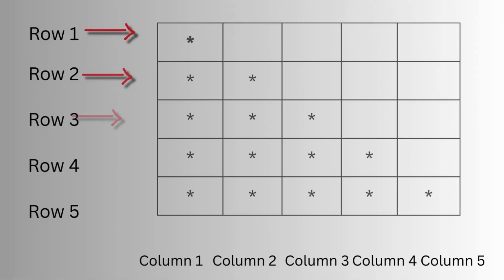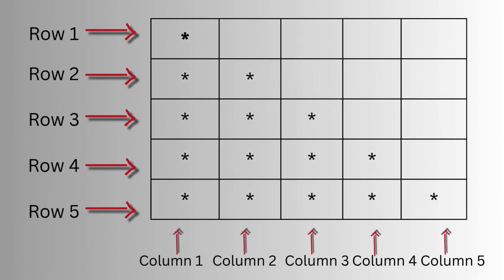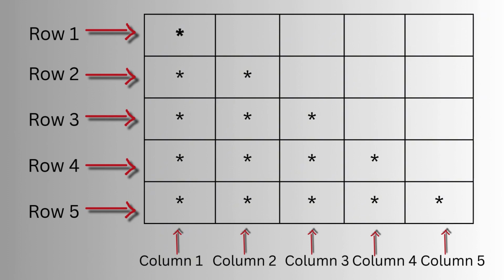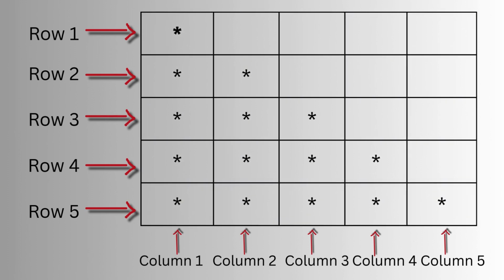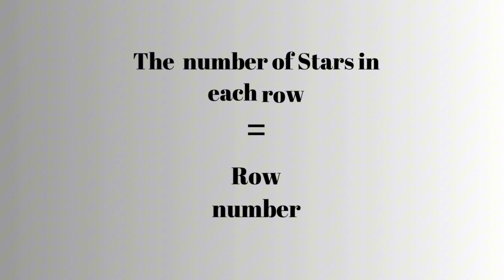This is the staircase pattern we're going to build. As you can see, the first row has just 1 star, the second row has 2 stars, the third row has 3 stars, and so on, until the last row, which has 5 stars. So basically, the number of stars in each row is the same as the row number. Row 1 has 1 star, row 2 has 2 stars, row 3 has 3 stars, and that's how the staircase is formed.